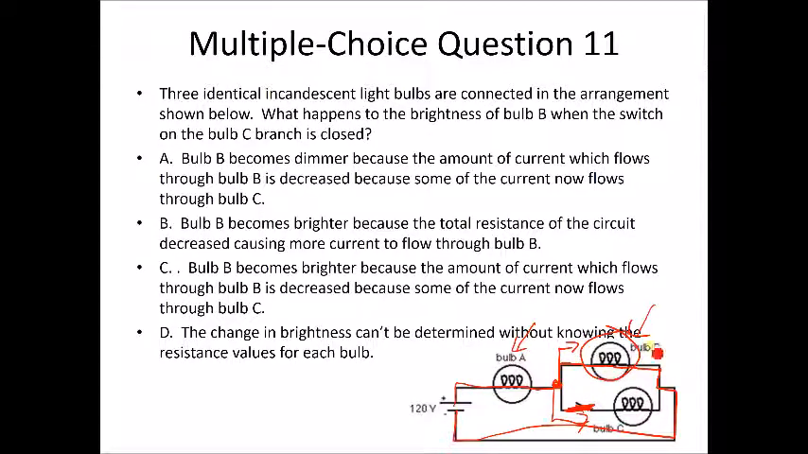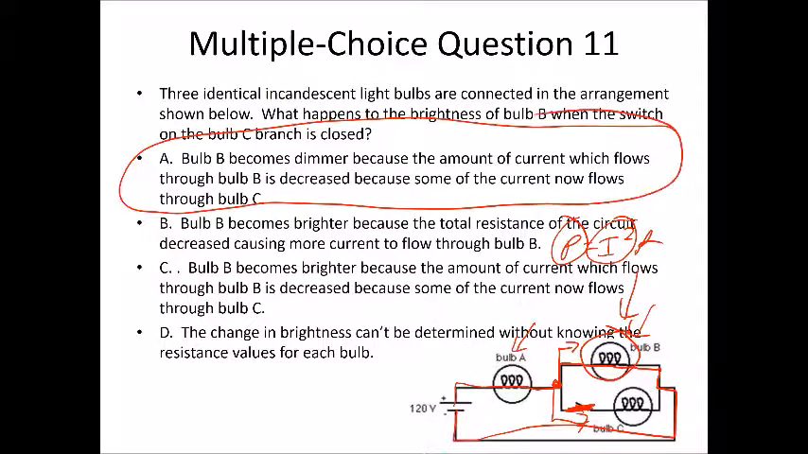What that tells me is that the amount of current going through B after we close the switch is less than it was before we closed the switch. And since P equals I squared R, the amount of current going through bulb B is going to decrease. And because I decreases, P is going to decrease. And when the power dissipated decreases, the brightness becomes less or dimmer. So our answer here on question number 11 is going to be A.